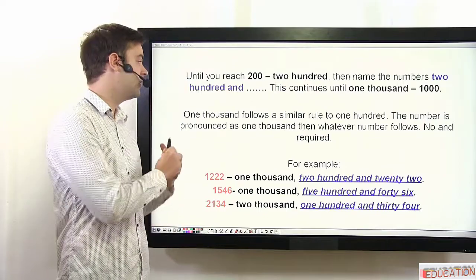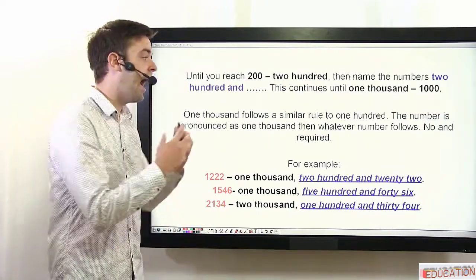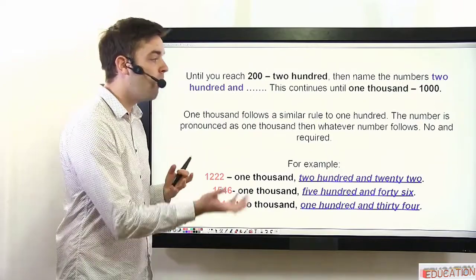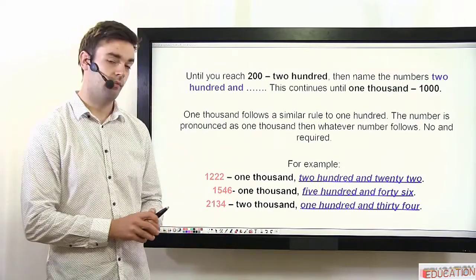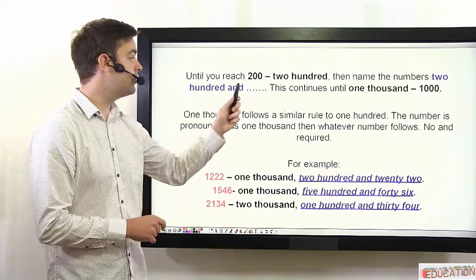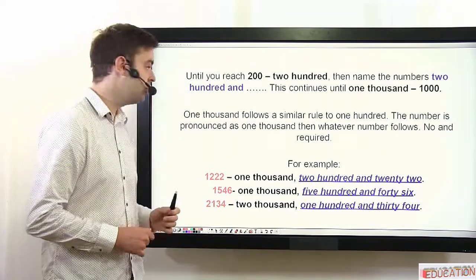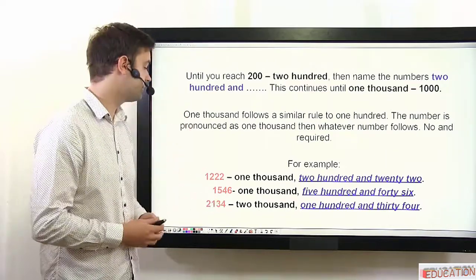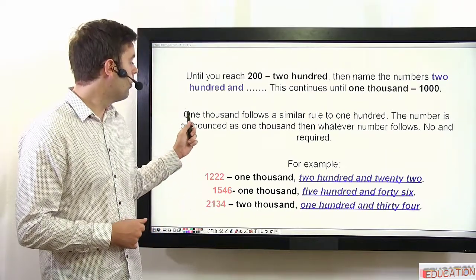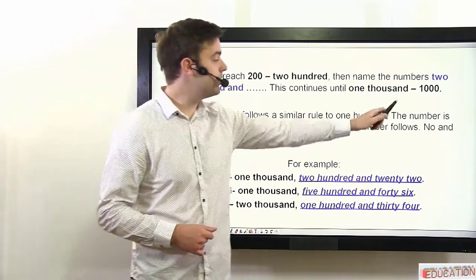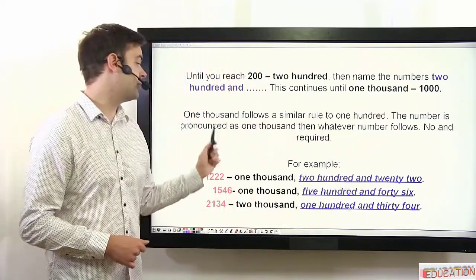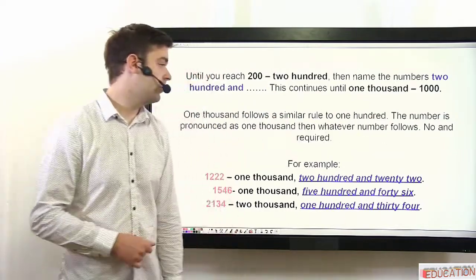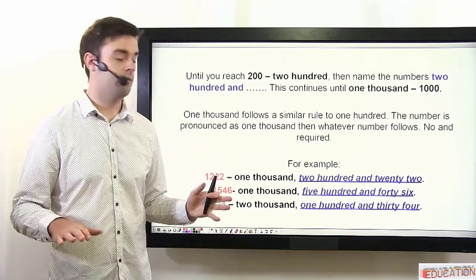Then the numbers turn to 200 and. This continues until 1000. For example, 201, 220, 240. 1000 follows a similar rule to 100. The number is pronounced as 1000, then whatever number follows. No and is required here.